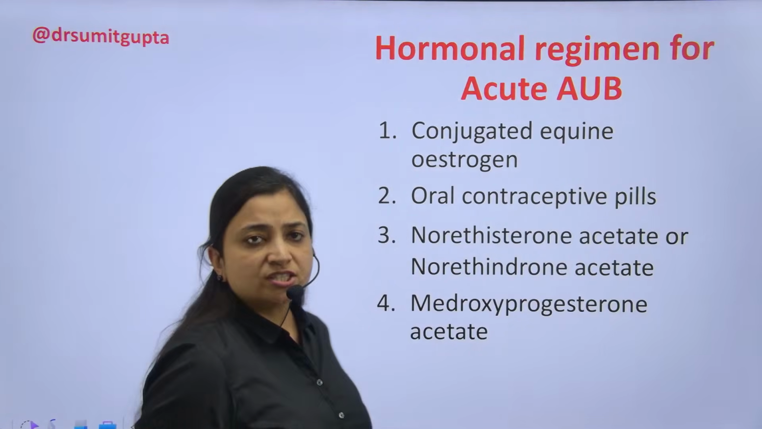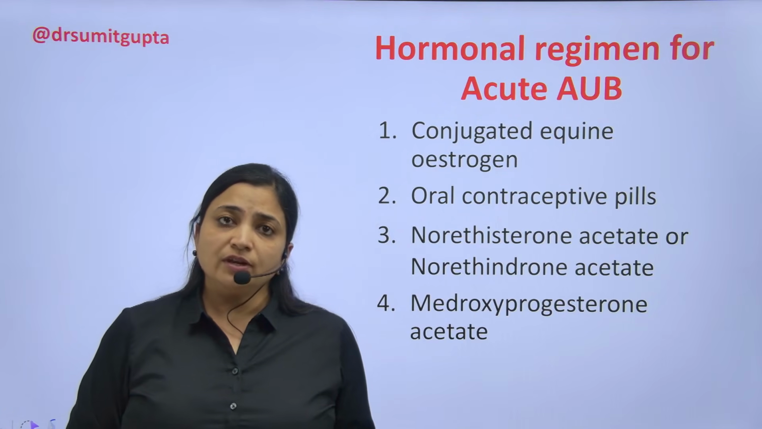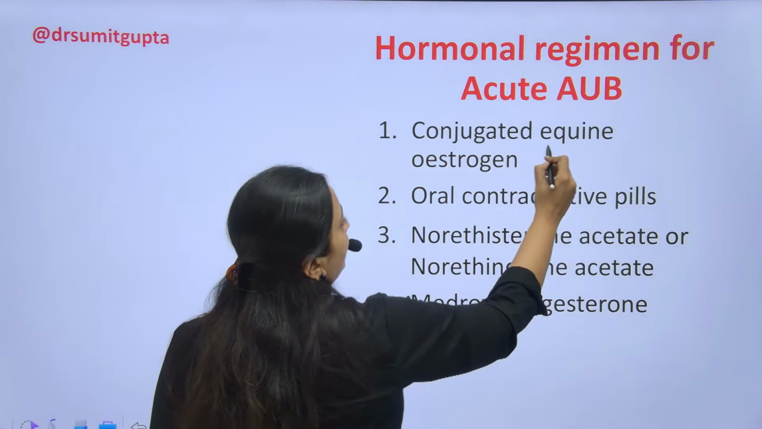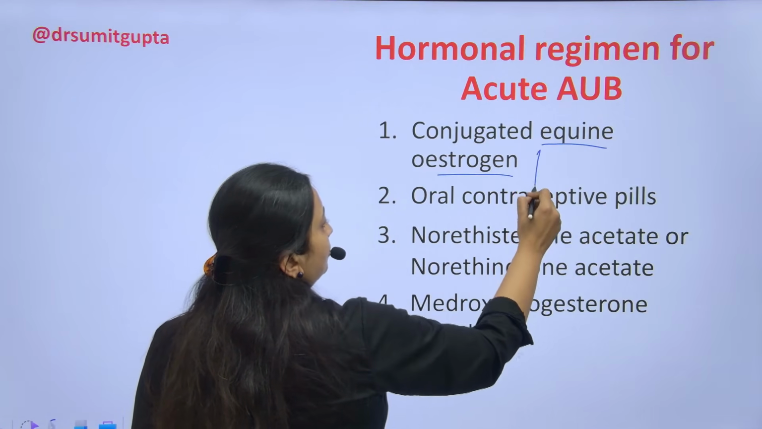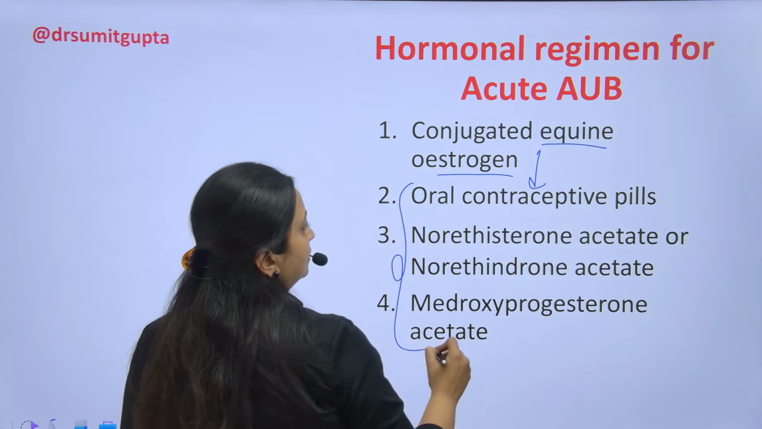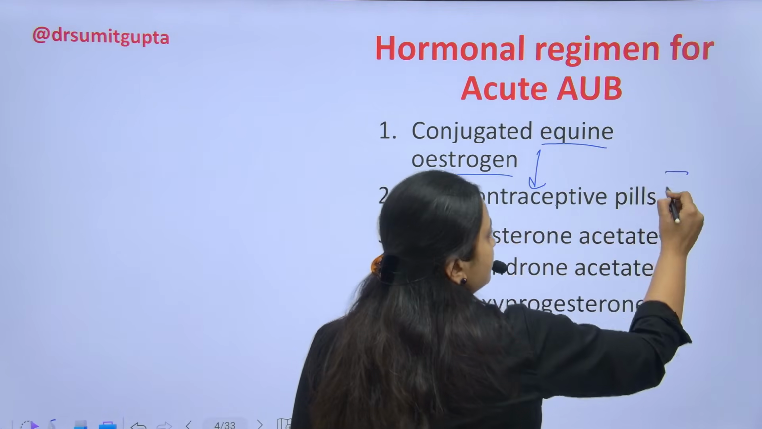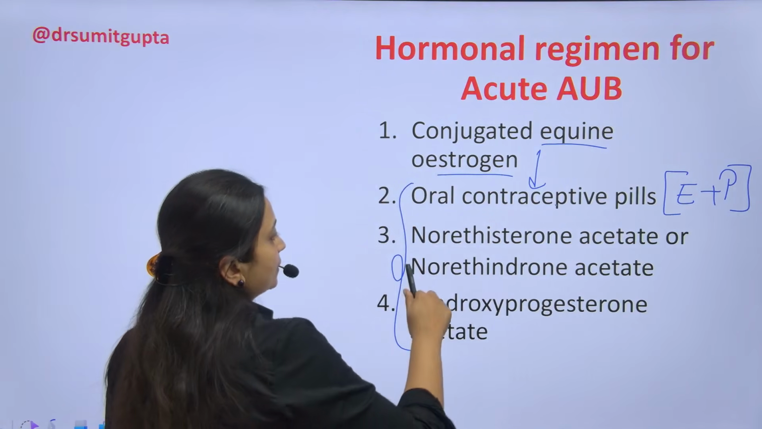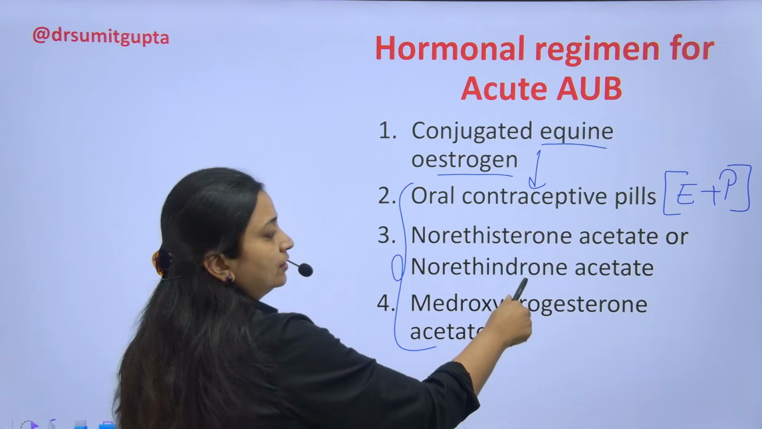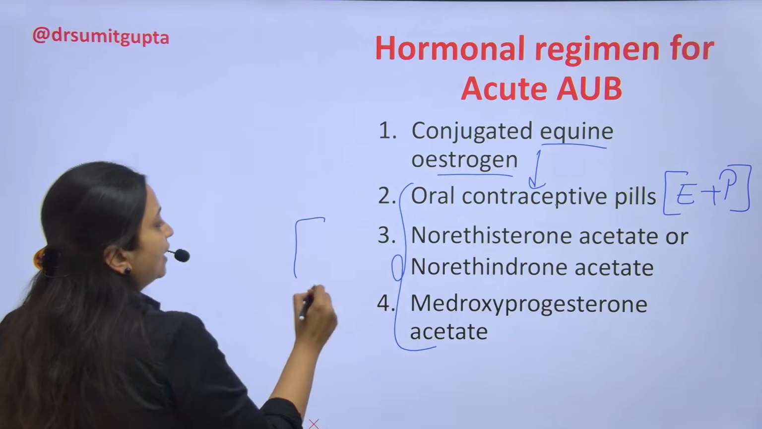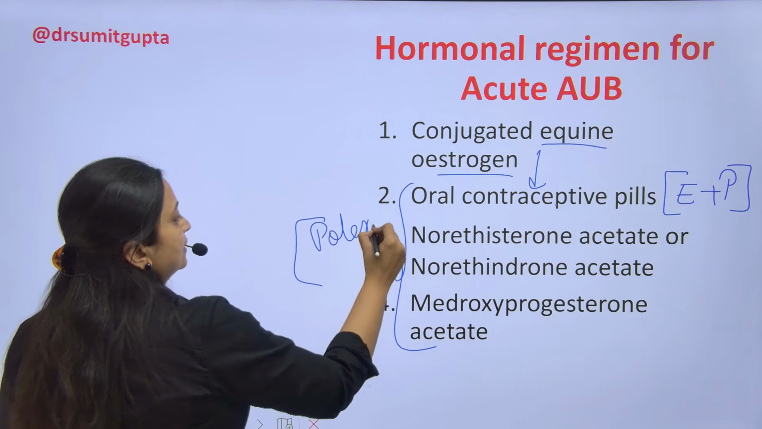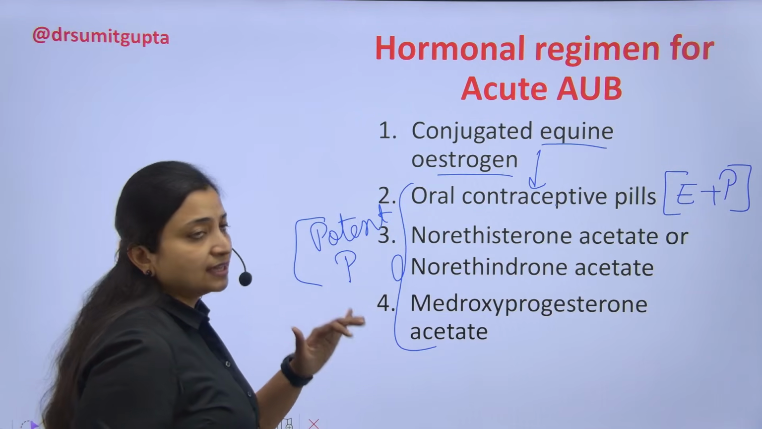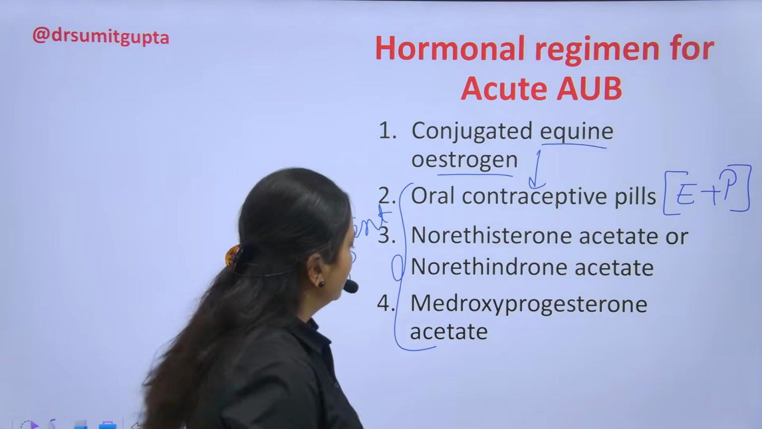Now how can we arrest the blood loss? Since it is acute AUB, we need immediate response. So conjugated equine estrogen followed by either of these three: oral contraceptive pills, which is estrogen plus progesterone pills, Norethisterone acetate or Norethindrone acetate. This is a highly potent synthetic progesterone, and Medroxyprogesterone acetate is a less potent semi-synthetic progesterone.